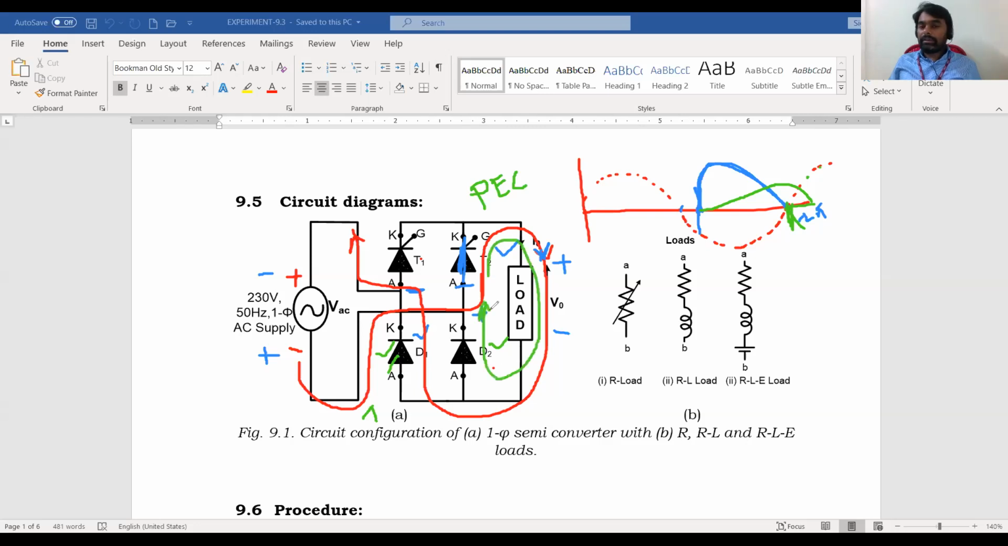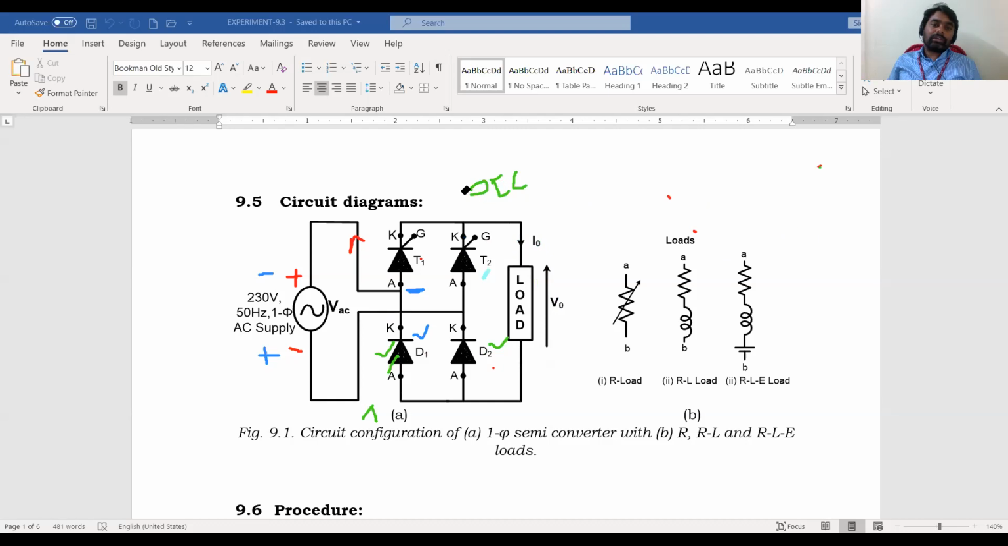Now you can say T1, D2, T2 will come into conduction, and you can see the load is short circuited by these D2 and T2. So the load voltage will be zero, but there is a discharging current. Which means the load is discharging to the resistance connected in series through D2 and T2 like this. Which means you are not going to get the negative peaks here, right? So we'll get only positive peaks, which means now I can call it a unidirectional converter. The power flow is possible only from the source to the load.